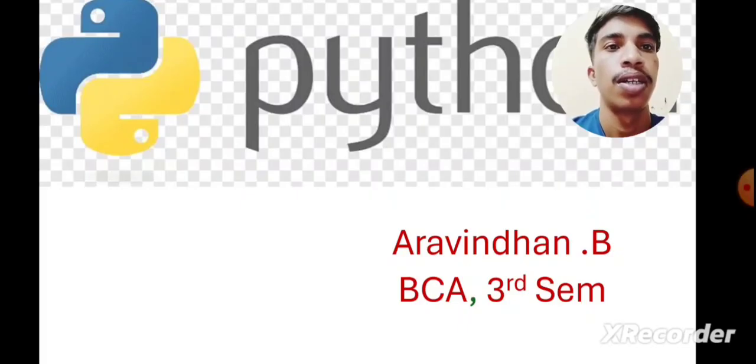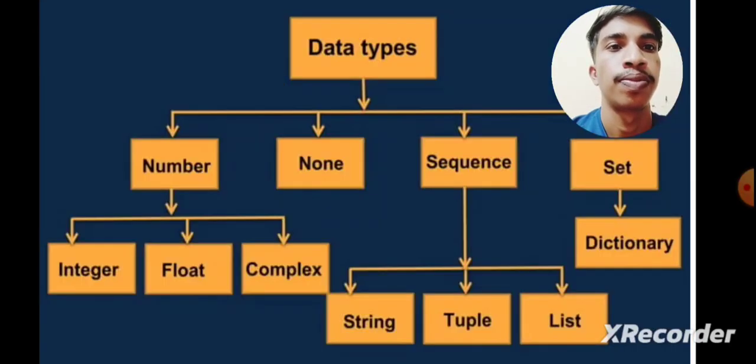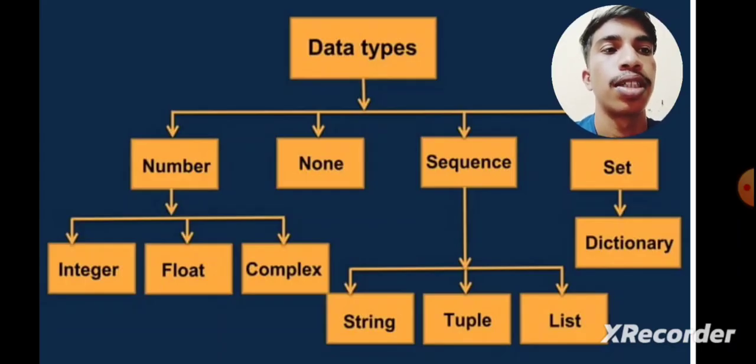Today's topic is data types in Python. Data types are of four types: one, number; second, None; third, sequence; then set. Under number there are three: integer, float, and complex. None is a single type. Sequence has three types: string, tuple, and list. Set has one type under it: dictionary.